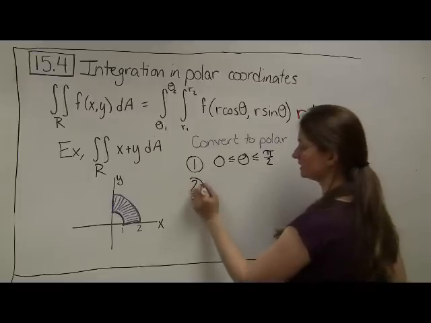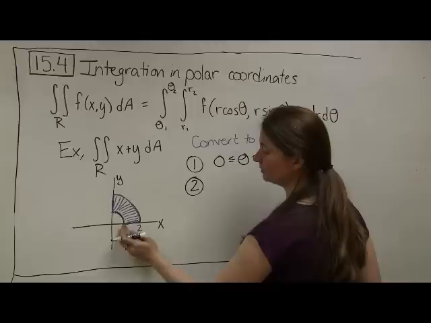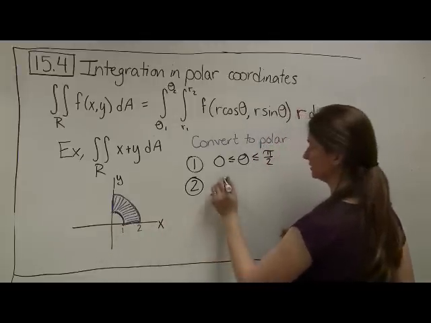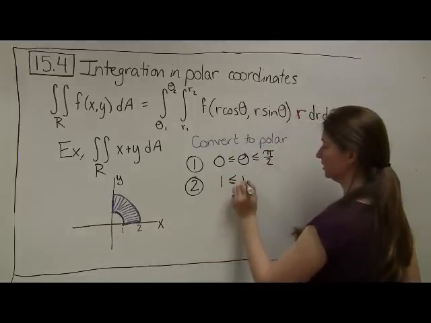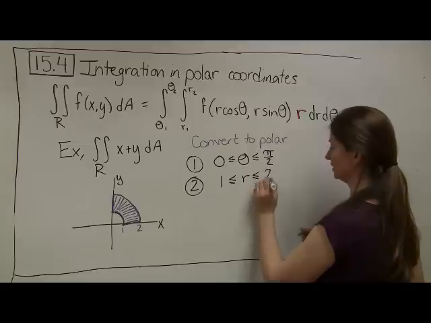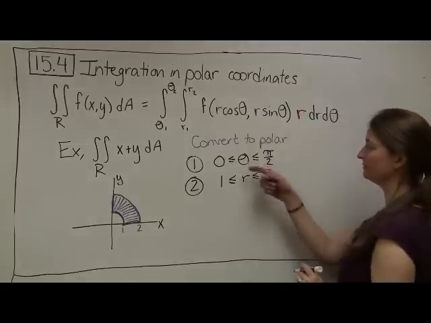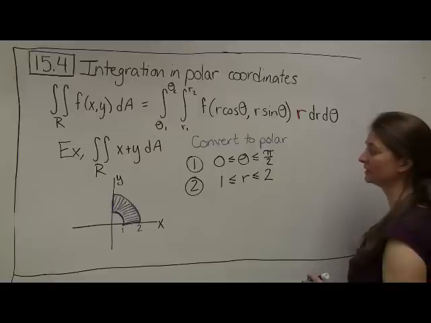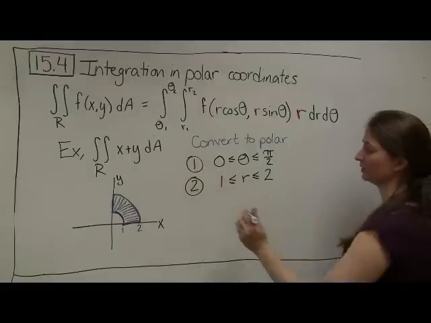And then my radius in this case is shifting from a radius of 1 out to a radius of 2. So 1 is less than or equal to r is less than or equal to 2. So now I have my bounds of integration. The last thing that I need to do is set up my integral.